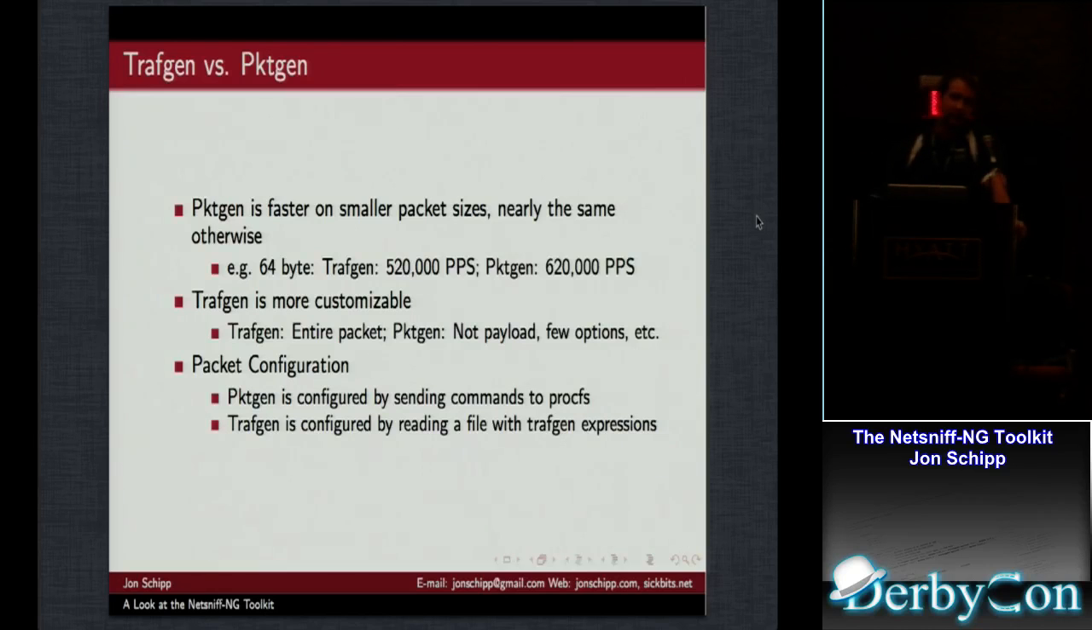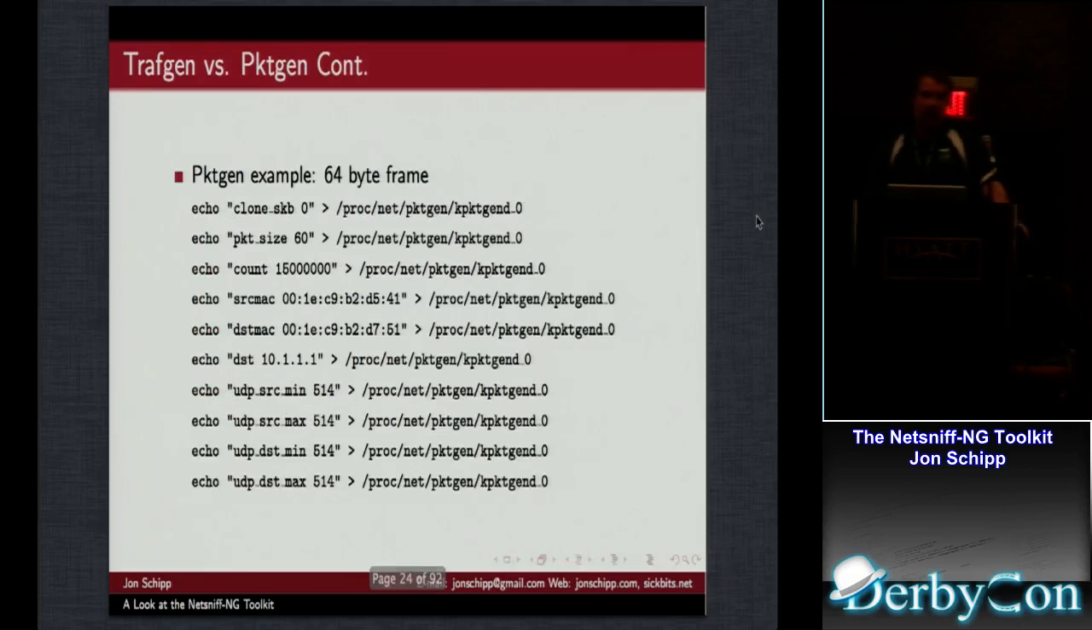Whereas in the case with TrafGen, what we do is we have a configuration file, and basically we just say, hey, we make these delimiters, anything between these two points is going to be our packet, and then we just type the values in, and then we generate it.